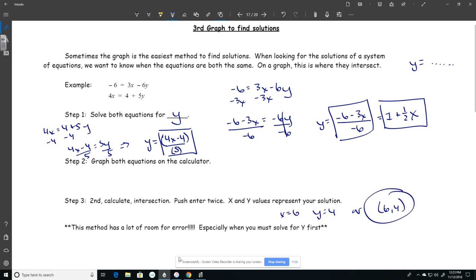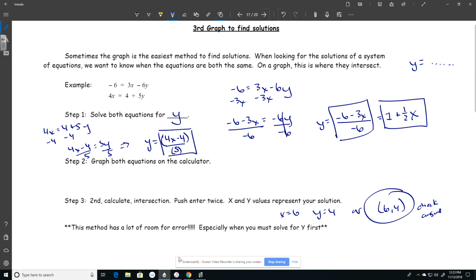Here's my problem with the calculator. There are a lot of mistakes you can make right here solving for y. There are mistakes that you can make plugging it into the calculator correctly. So if you use the calculator, it would be a good idea after you get this answer to plug in the numbers and check. Check your answer, make sure it works. I still think method 2 is faster and easier, but this is an alternative that you are more than welcome to use.